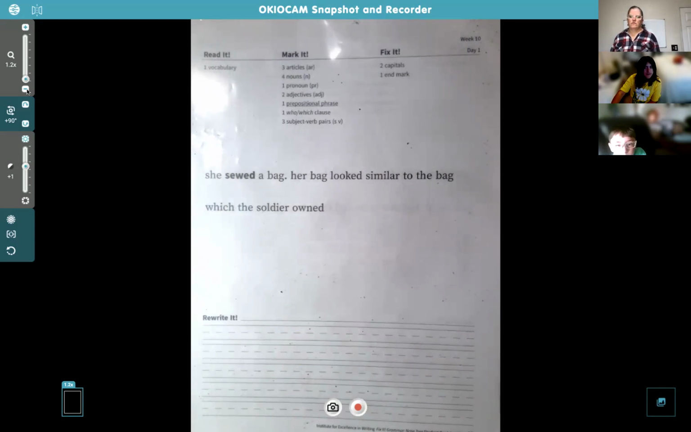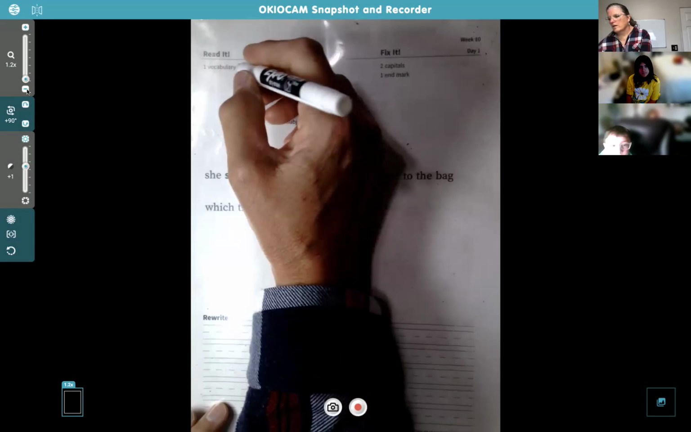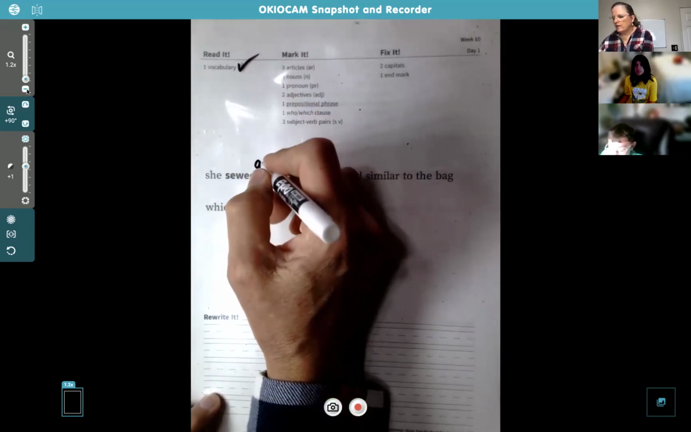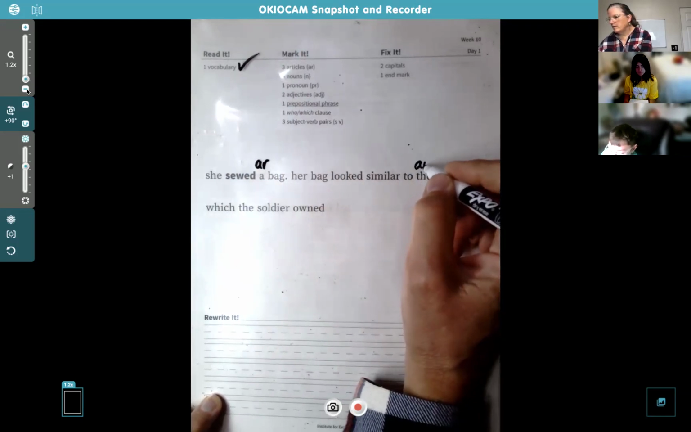To sew something? Yeah, it's kind of like crafting, but it's with clothing. Yes, that's a good way to explain it. You have thread and material that you use to sew together. Good. And so obviously she's making a bag here. So check vocabulary. There are three articles. Go ahead and find those by yourself.